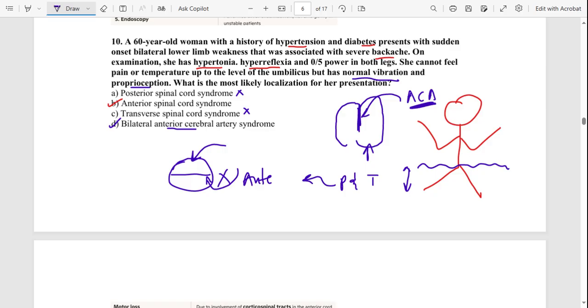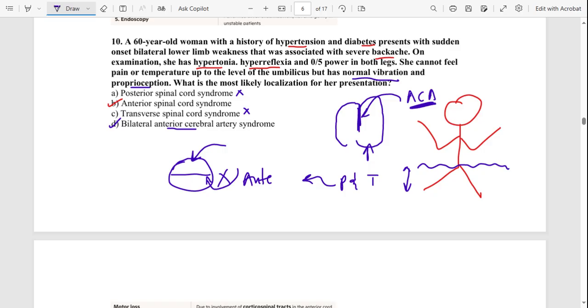Like you said, the motor homunculus. So if the ACA is affected, we expect that there should be weakness, but this weakness should be more on the leg than on the upper limb. Meaning that even on the upper limb there should also be weakness, only that it will be more on the leg. But this should also affect the face. In this case, it is bilateral, so it would also affect both sides of the body, which I don't think we see as a typical feature in this person.